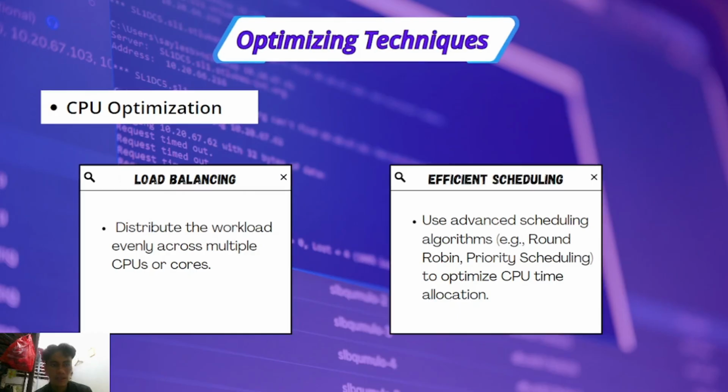Then for CPU optimization, we have load balancing, which distributes the workload evenly across multiple CPUs or cores. And for efficient scheduling, we use advanced scheduling algorithms, like before, round robin or priority scheduling, just to optimize the CPU time allocation.